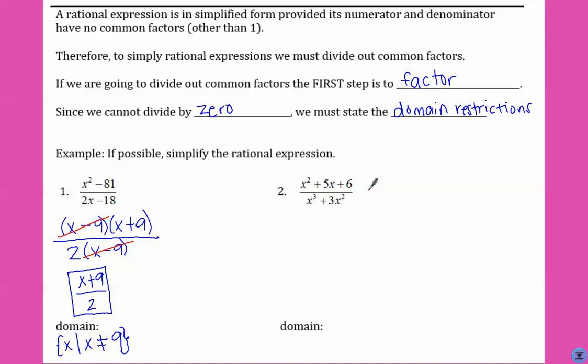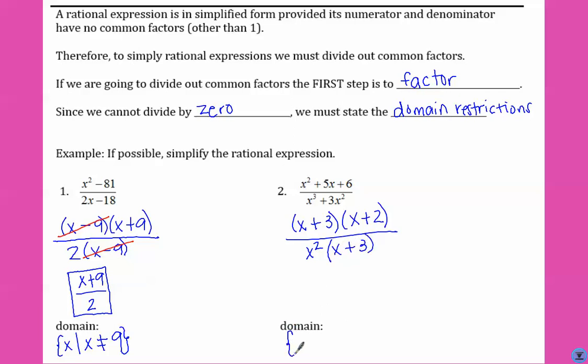All right, another example. Step 1 still is to factor. The factors of x squared plus 5x plus 6 are x plus 3 and x plus 2, because 3 times 2 equals 6 and 3 plus 2 equals 5. On the bottom, we're going to factor out a GCF. They have an x squared in common, and we'll be left with x plus 3.